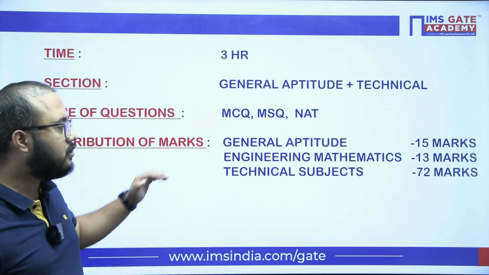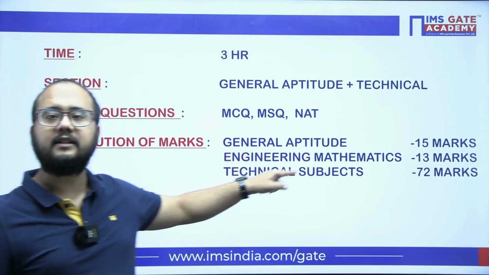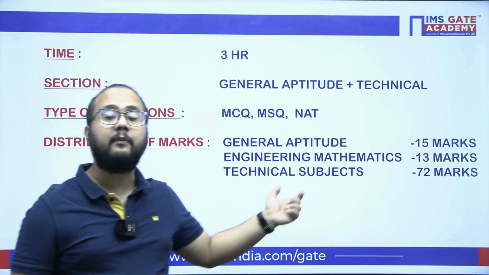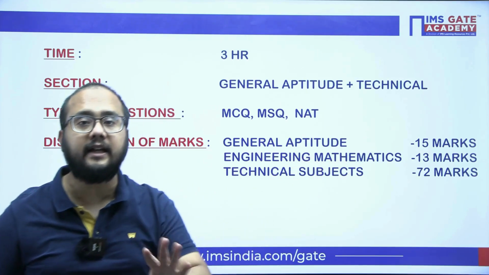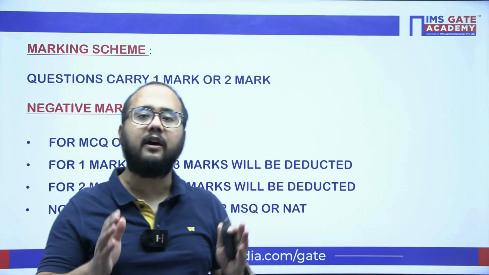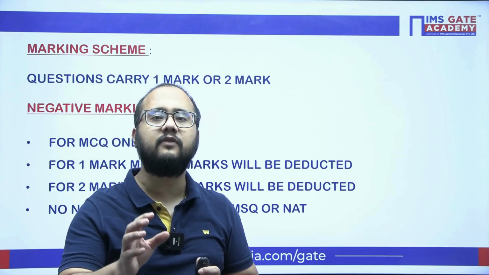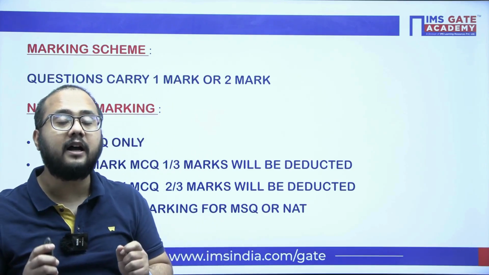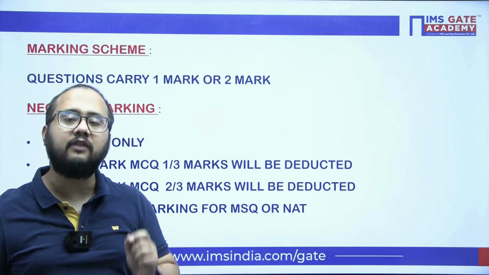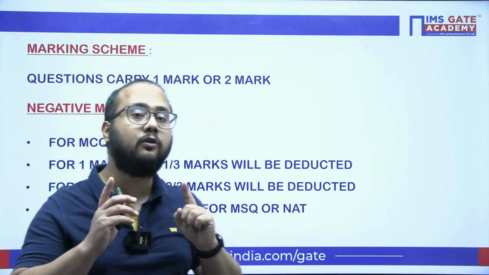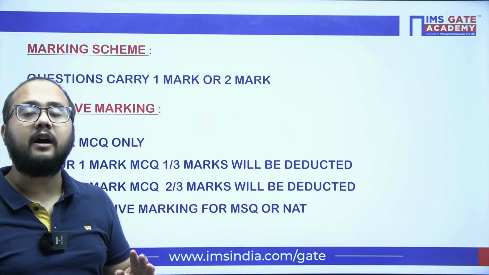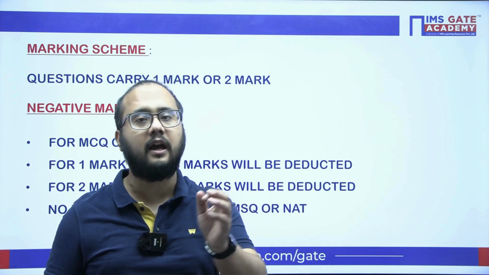If I talk about distribution of marks, aptitude will have 15 marks, mathematics 13 marks, technical subjects 72 marks. So there is a very high weightage for mathematics and aptitude. Together it consists of 28 marks, right? Now talking about the marking scheme, completely it will have 100 marks. Out of 100 marks, some questions will be 1 mark or 2 mark. Negative marking is there for only MCQ questions. If a 1 mark question is wrong, then 1/3 marks will be deducted, and if a 2 mark question is wrong, then 2/3 marks will be deducted. There will not be any negative marking for MSQ, multiple select questions, and for NAT.